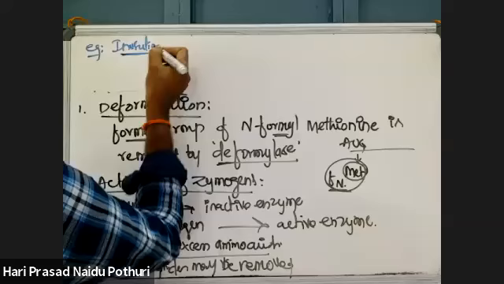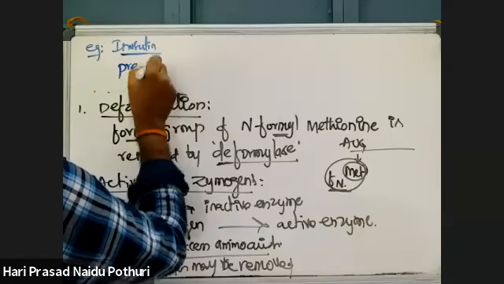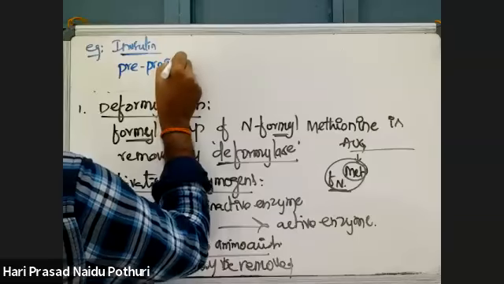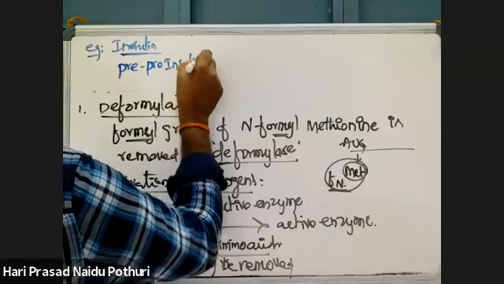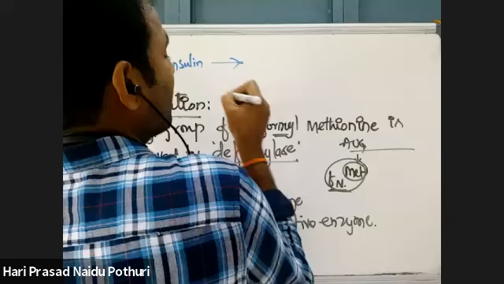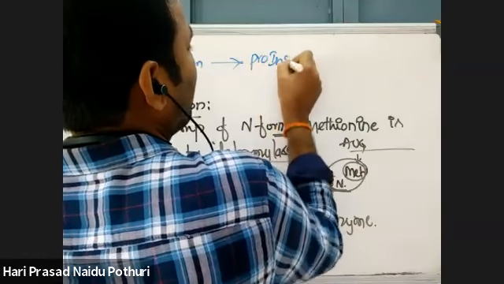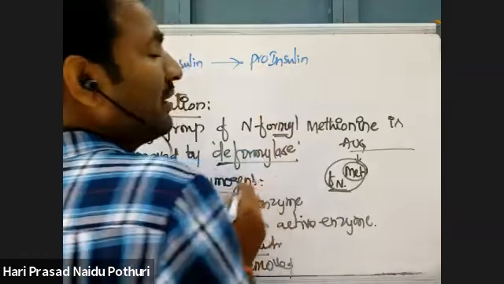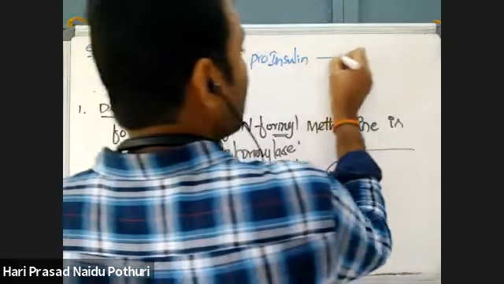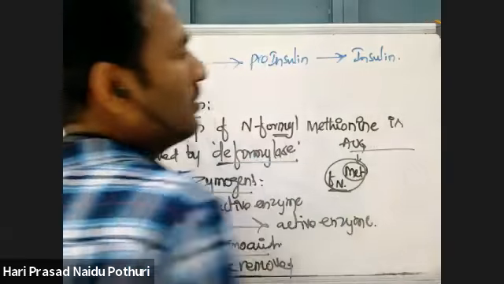Suppose you take insulin, insulin is made as a precursor named pre-proinsulin. That pre-proinsulin may be broken down by removal of some amino acids. There is formation of proinsulin. That proinsulin is again converted into mature insulin.